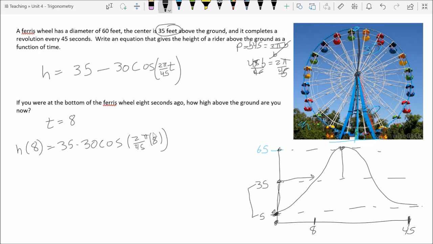One thing that we would want to double check before we type it in the calculator is the mode that we're in. Do we need degrees or radians? Because we're doing 2 pi right here, it seems like we probably need to be in radian mode. So here I go. 35 minus 30 cosine. And then we're going to type in the stuff in the parentheses. So 2 times pi times 8 divided by 45. And what do I get? I get 21.8.